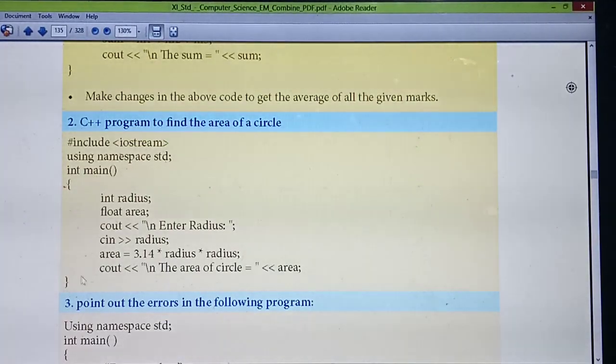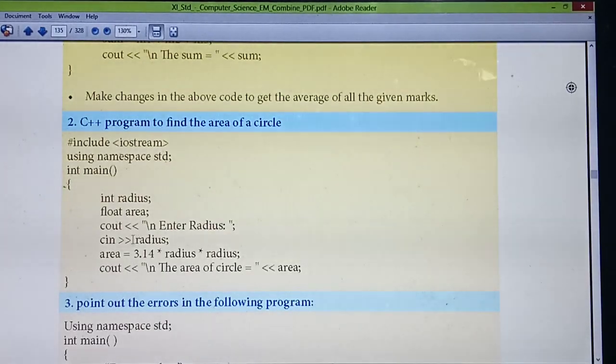So listen carefully. What's the formula? Pi r square. So r means which one? Radius. So one radius variable you should mention there. Then area. So how many variables do you need to mention? 2 variables. What are they? Radius as well as area. The variables you are using as input, or using for the formula calculation, everything you need to declare at the top. So how many variables do you need? 2 variables. What are they? Radius as well as area.